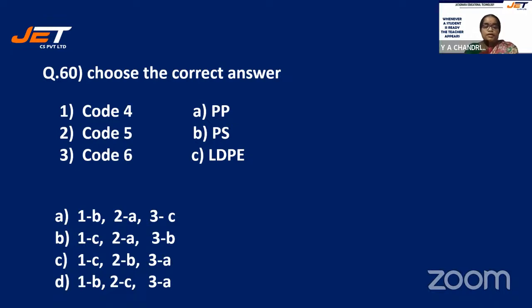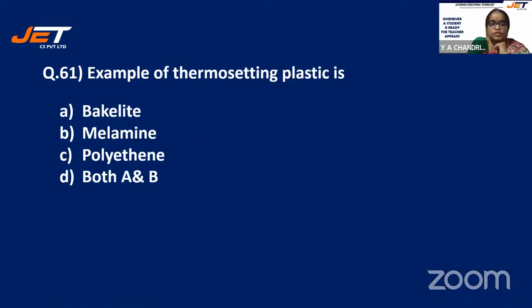Okay, let us see. It is option B. Code 4 is nothing but LDPE. Code 5 is nothing but PP. Code 6 is nothing but PS. Code 4 is LDPE. Code 5 is PP. Code 6 is PS. Next question.